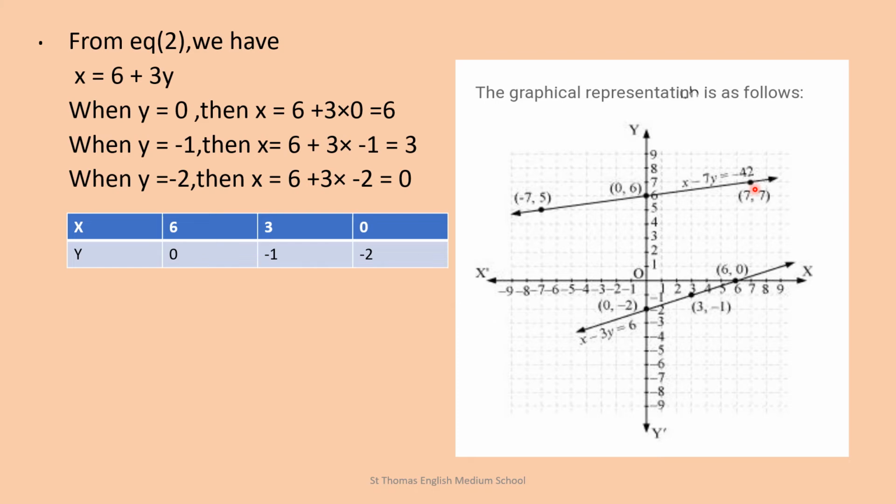A linear equation in 2 variables always represent by a straight line. Now from the second equation, you are getting the 3 solutions and please plot the points. You will get (6, 0), (3, -1) and (0, -2). Join the 3 points, you will get the other line and write the equation of the line, that is x minus 3y equal to 6. Don't forget to write the equation on the line formed.